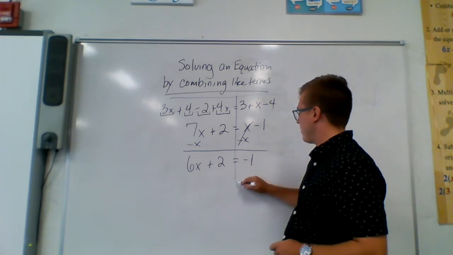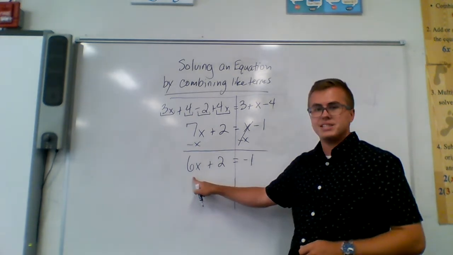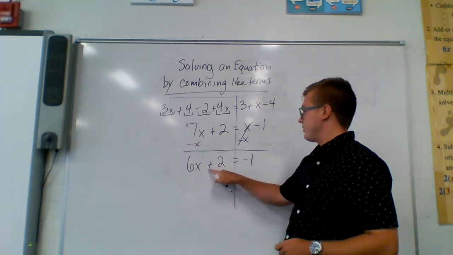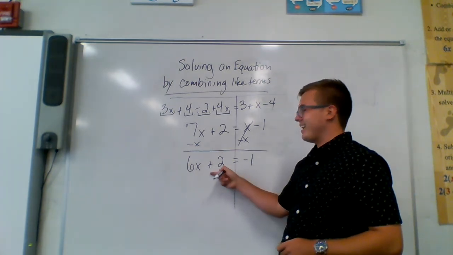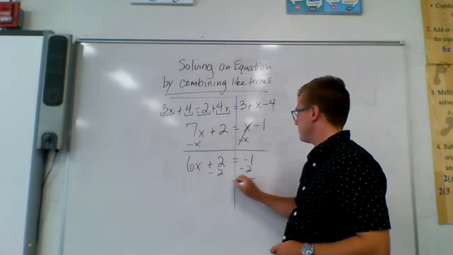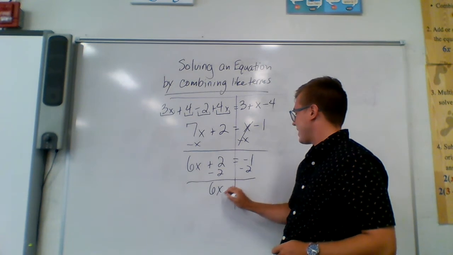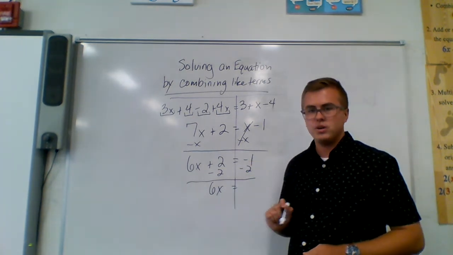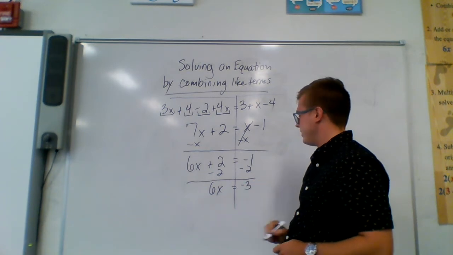So now I've got my x's all on the left side, so I want to move my numbers to the other side. So I've got plus 2. How do I undo adding 2? I subtract 2. 6x equals negative 1 minus 2. That'll give me negative 3.